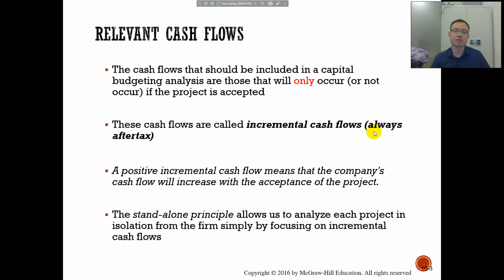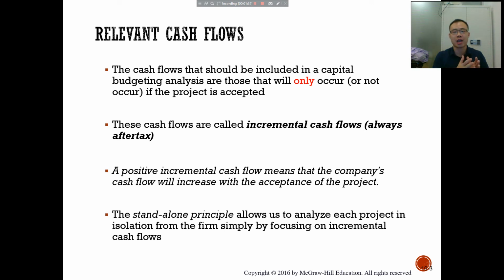The cash flows that should be included in a capital budgeting analysis are those that will only occur or not occur if the project is accepted. These cash flows are called incremental cash flows, always after tax. Be very careful that I highlight the word only in the first paragraph. Because in a business, in a project, you will have a lot of cash flows.